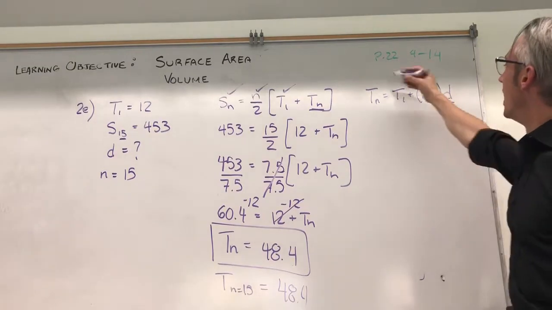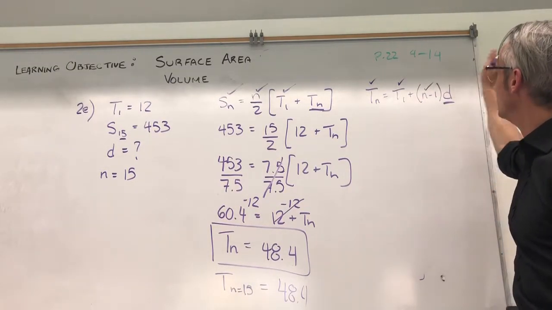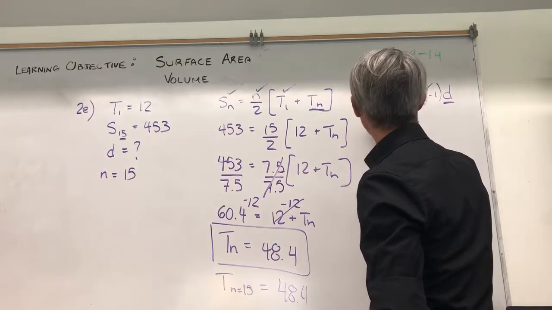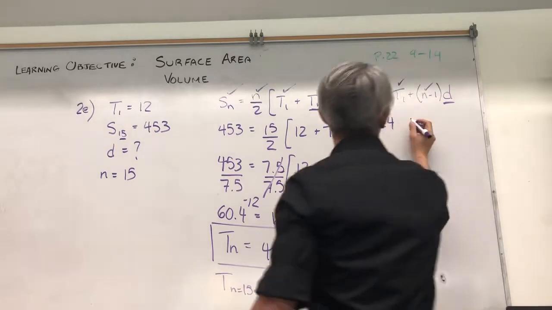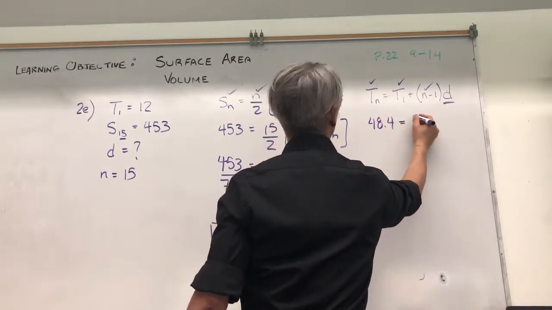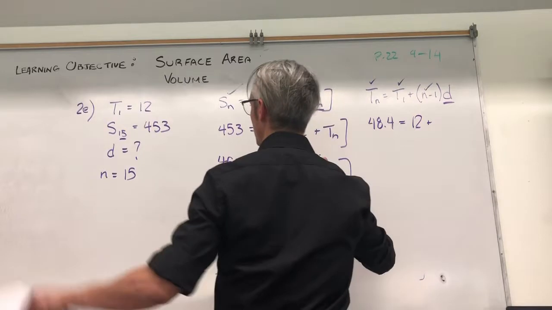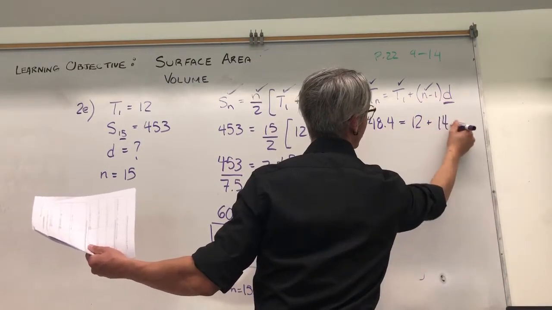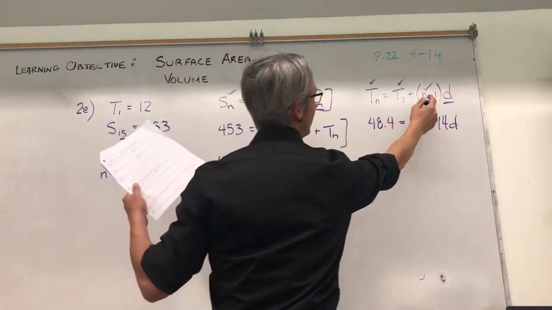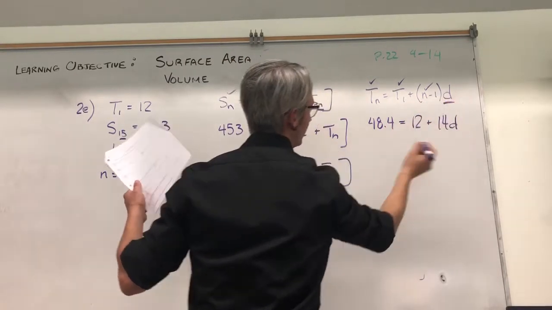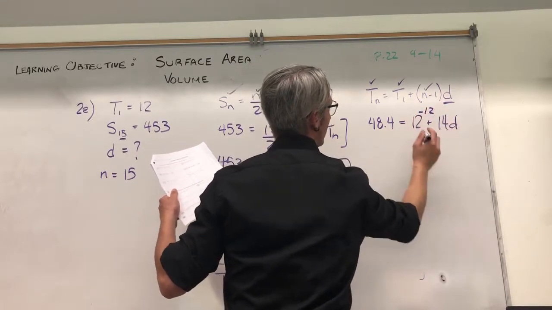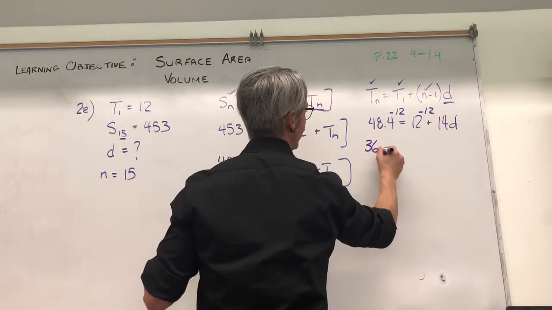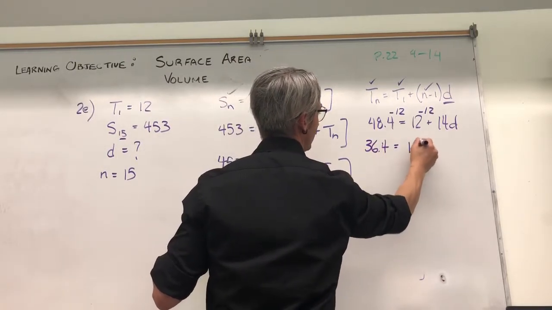Now I'm solving for d. I know this now, I know this, and I know this. So let's plug stuff in and do it. 48.4 is equal to 12 plus (15 minus 1) is 14, so 14d. I just don't have space, so I'm going to do that. It would be 15 minus 1 gives me 14 times d, 14d. So I'm going to subtract out the 12 from each side, which gives me 36.4 is equal to 14d.